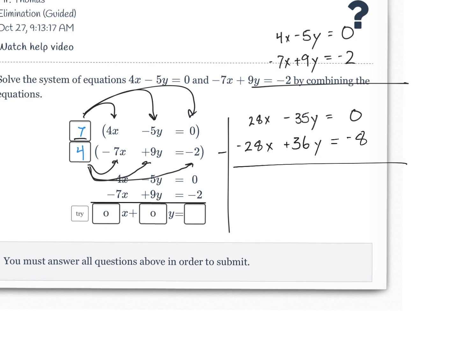So once we add, add this down, that cancels out to 0, right? Very good, that's what we wanted. Negative 35 plus 36 is 1, so we got 1y. And 0 plus negative 8, that's negative 8. Boom, y is negative 8. I love it. That's good. So we got half of the answer here, y'all.